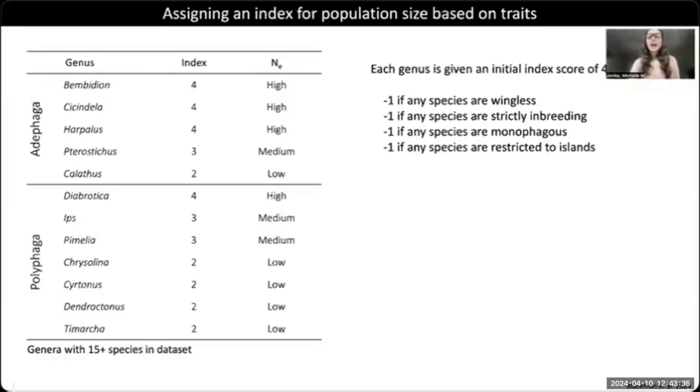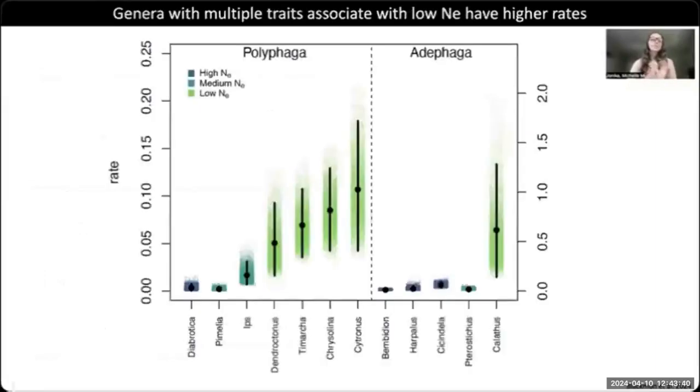And so these categories of high, medium, and low effective population size were used in the following analysis, where we looked at Polyphaga and Adephaga and the difference between the low effective population size clades and the medium and high effective population size clades. And the results from this are actually pretty striking.